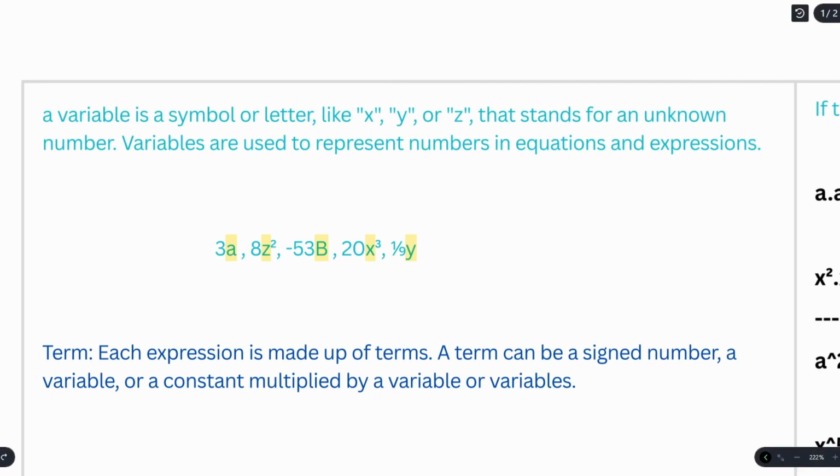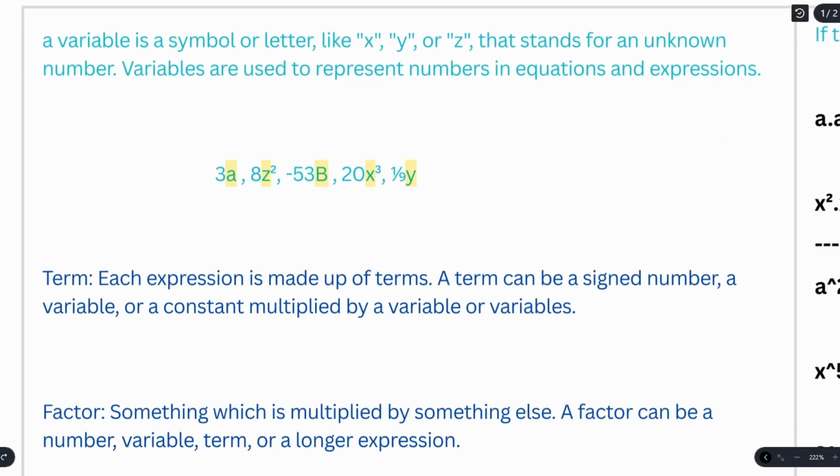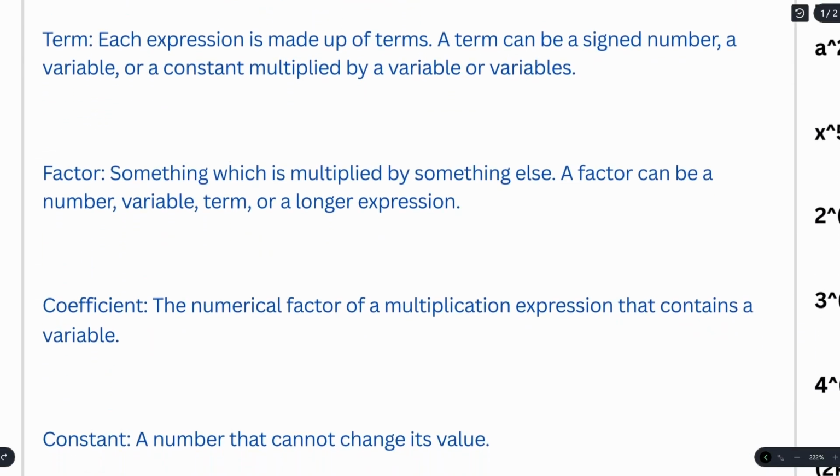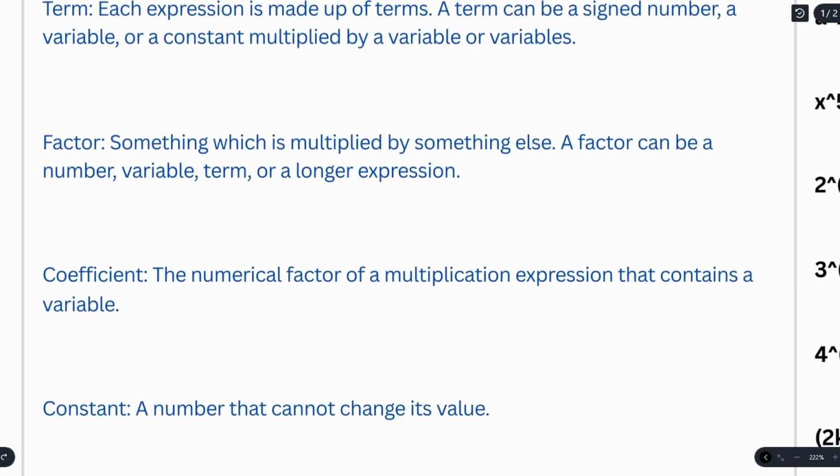Okay, now let's learn some vocab. Let's go down. Term. Each expression is made up of terms. A term can be a signed number, a variable, or a constant multiplied by a variable or variables.